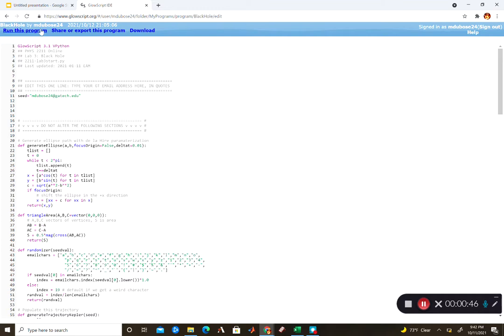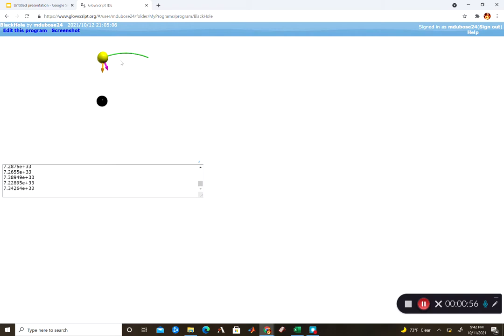So here we have a program that's going to show an object following an elliptical pattern around the black hole. As you can see, the object is orbiting around it, and you can see both its perpendicular and parallel forces being expressed as vectors here. And our program here is going to give us the exact mass of the black hole.